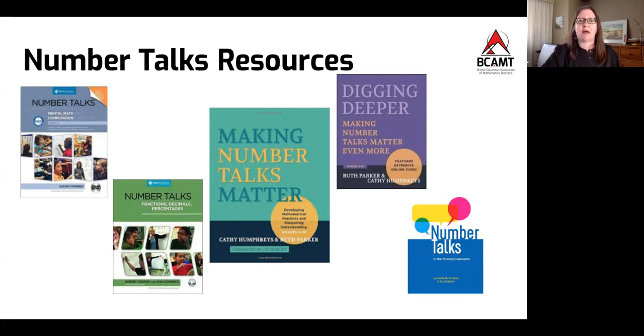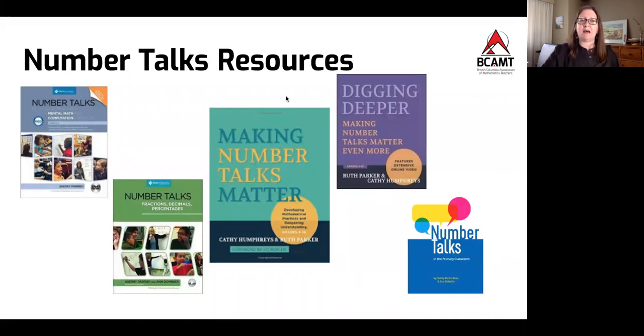Making Number Talks Matter by Kathy Humphries and Ruth Parker. Their second book is relatively recent, Digging Deeper, Making Number Talks Matter Even More. And again, this crosses elementary, middle school, and into early secondary in terms of the types of number talks and strategies that are explained in those books. They also focus on pedagogy and assessment in terms of that culture of learning and engaging in assessment.